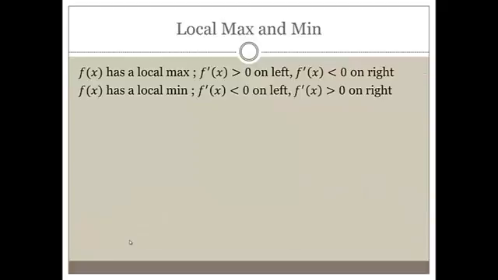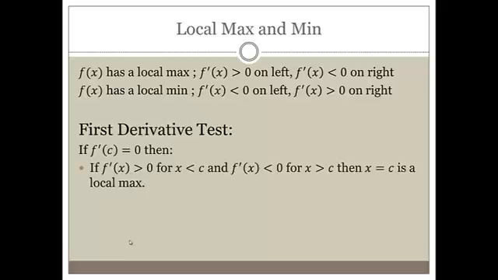Let's summarize what we just found in what we will call the first derivative test. The first derivative test says that if f prime of c equals 0, that is, if x equals c is a critical point, then if f prime of x is positive for x less than c and negative for x bigger than c, then x equals c is a local max. In other words, if our function is increasing for values of x less than c and decreasing for values of x bigger than c, then at x equals c we have a local max.